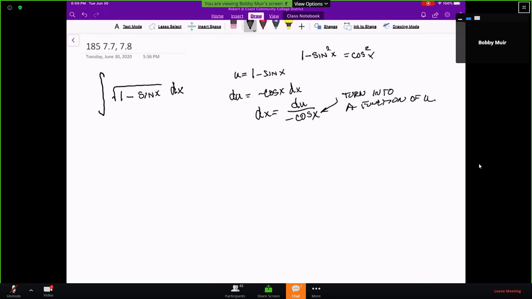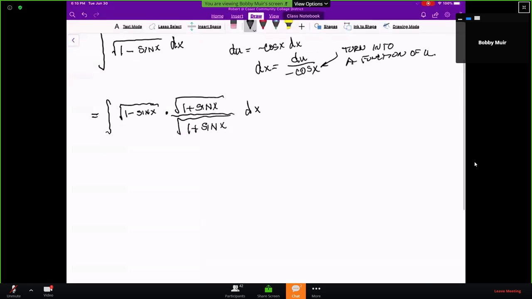All right. So I'm going to show you two separate ways of doing this problem. Okay. All right. So, method number one, it's equal to the integral of square root of 1 minus sine x. And I'm going to multiply the top and bottom by the conjugate looking thing. Okay. So that's just me multiplying by 1.